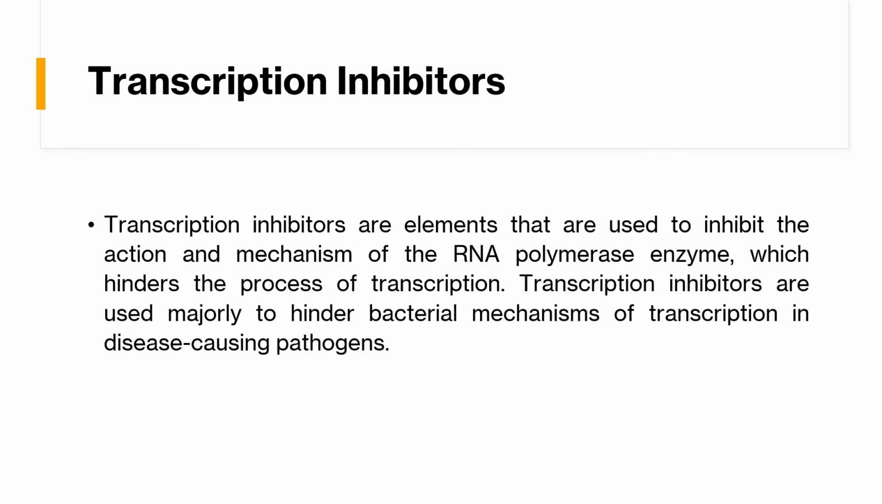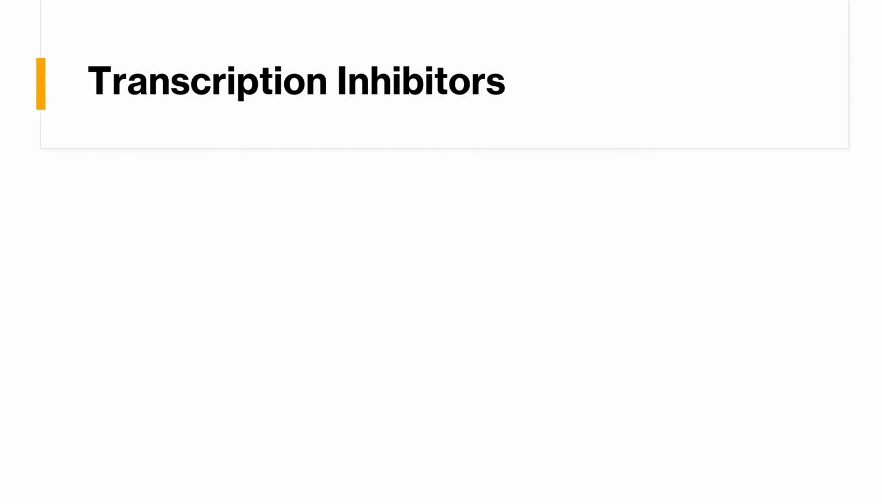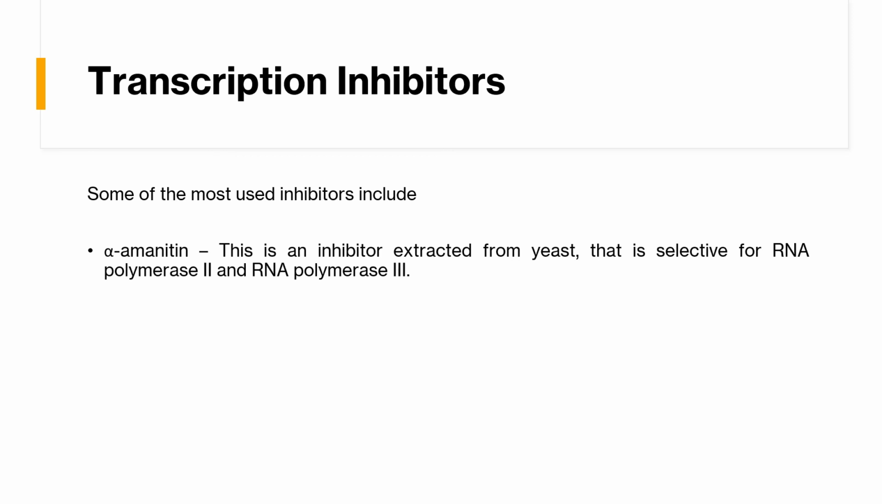Transcription inhibitors. Transcription inhibitors are the elements that are used to inhibit the action and mechanism of the RNA polymerase enzyme, which hinders the process of transcription. Transcription inhibitors are used majorly to hinder the bacterial mechanism of transcription in disease-causing pathogens. Some of the most used inhibitors include alpha-amanitin. This is an inhibitor extracted from mushrooms that is selective for RNA polymerase II and RNA polymerase III.